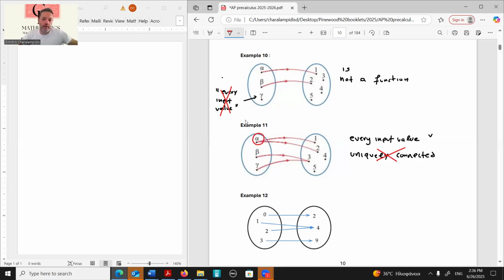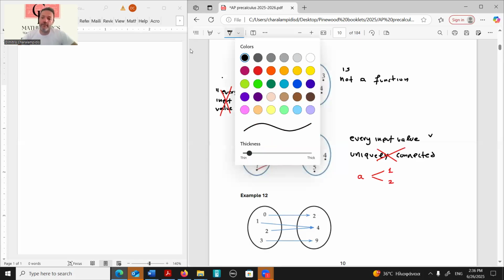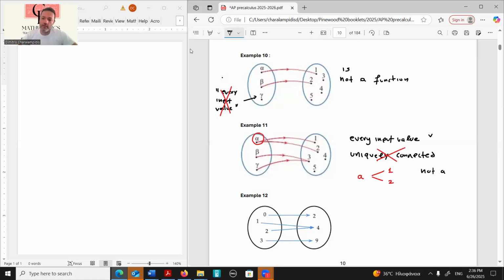A is connected at the same time to 1 and 2. This cannot define a function. So, once again, not a function.